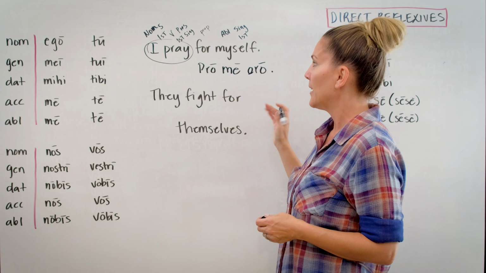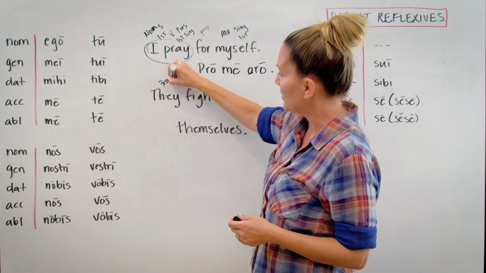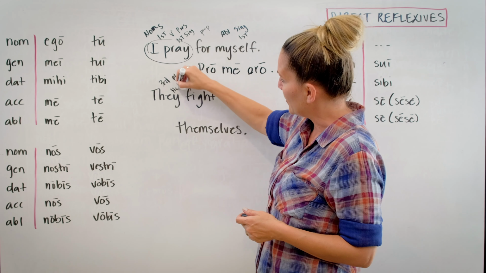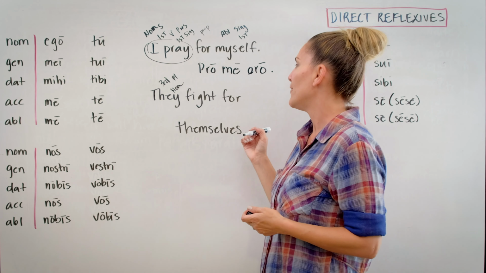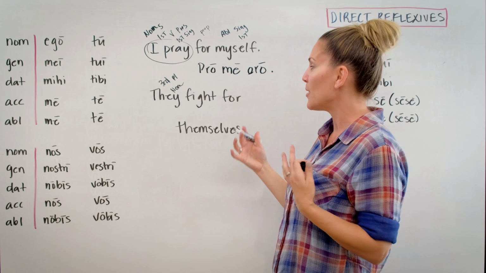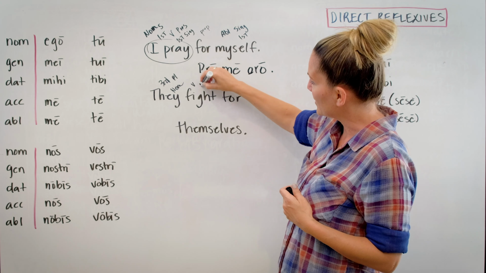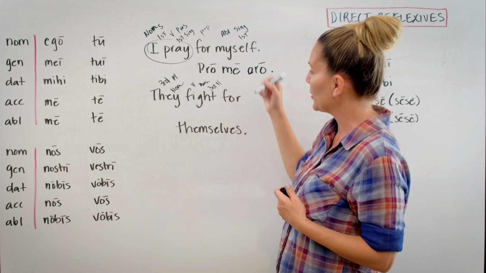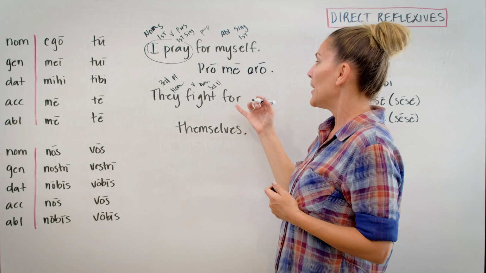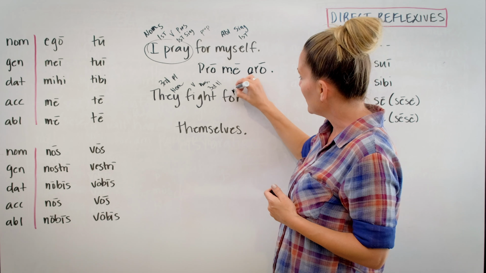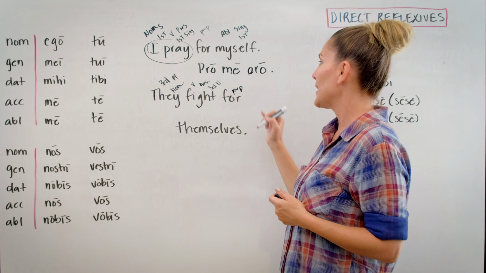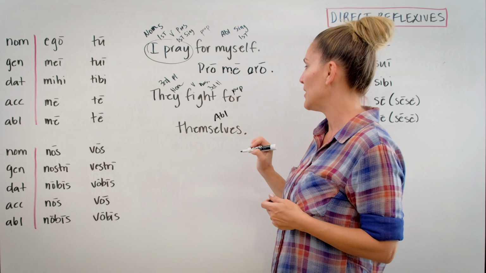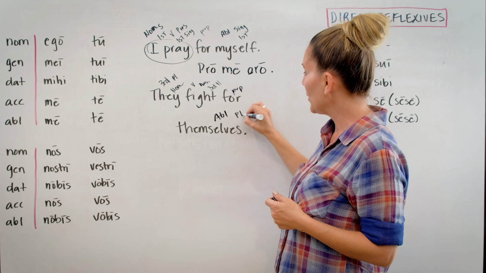However, if we're talking about direct reflexives in the third person, so this sentence here, they fight for themselves. We've got a third person plural subject here. This is my nominative. They fight, so what are they doing? They're fighting. Here's my verb. It is present tense. I've established that I've got a third person plural subject. They need to agree. Again, I have a preposition here because I've memorized that. And I know that this particular preposition takes the ablative, so I will put the object of the preposition in the ablative case. This is plural.